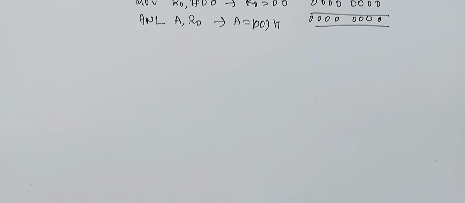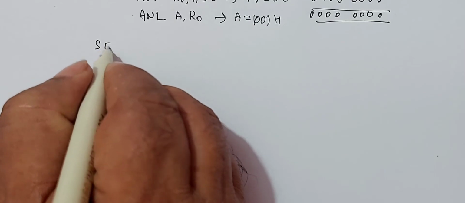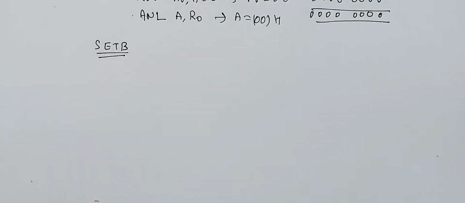Another instruction is SETB, set bit. Bit means a single digit. A microcontroller register has 8 bits. Select any one bit, then you can set it to 1. For that, you use the instruction set bit. Set bit means set the bit to 1, whatever the previous value of the bit. If the previous value of the bit is 0 or 1, whatever it may be, set bit makes that bit 1.